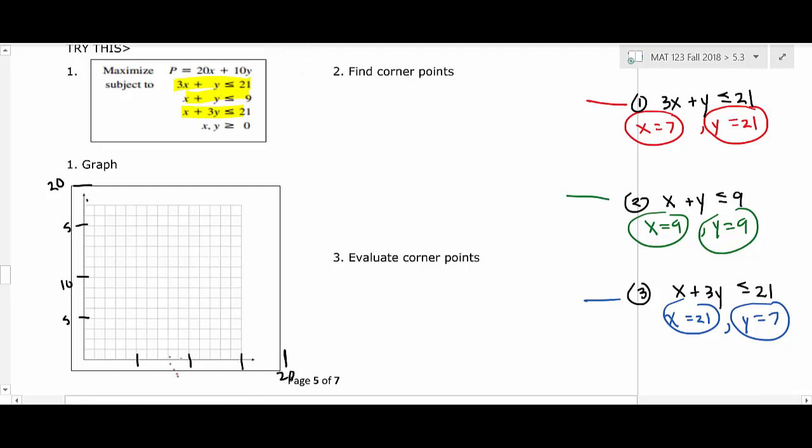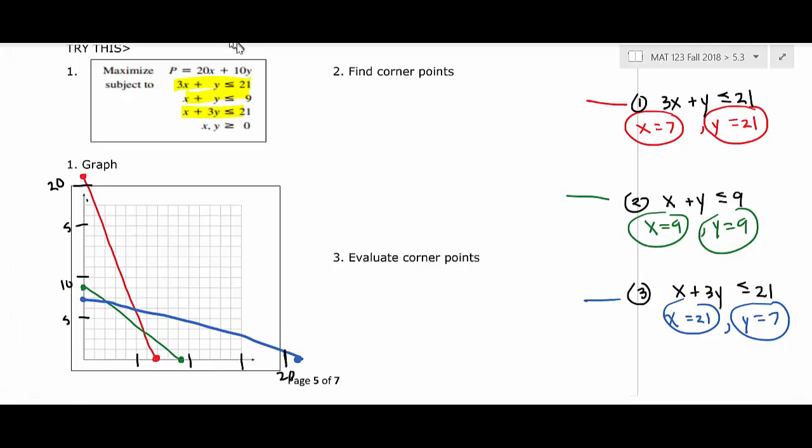So let's see. The first one will have x-intercept of 7, y-intercept of 21. So we got that. The second one, we have an x-intercept of 9, y-intercept also of 9. So it'll go like that. And then the last one will have x-intercept way out at 21, y-intercept of 7, like this. Sometimes when you're doing these problems, it's a pretty good idea to use a ruler, because you can get off track if you try to freehand them. So it'll kind of look like that. Try to draw pretty big, and I just use a straight edge or something to do that.